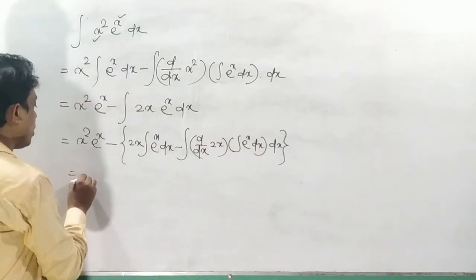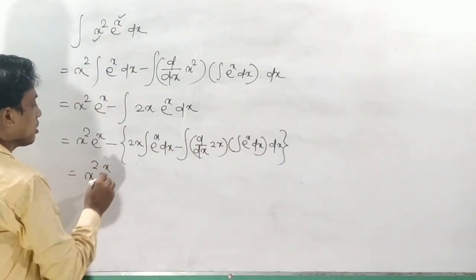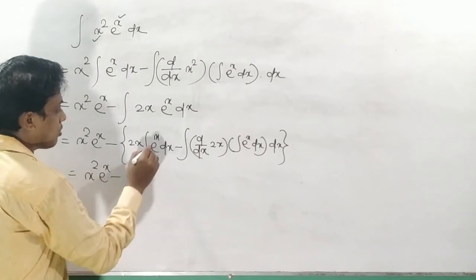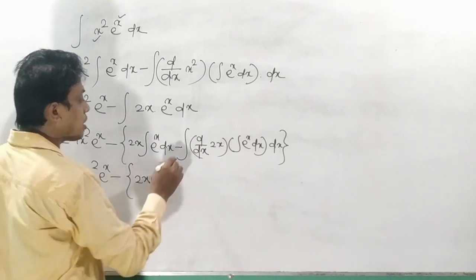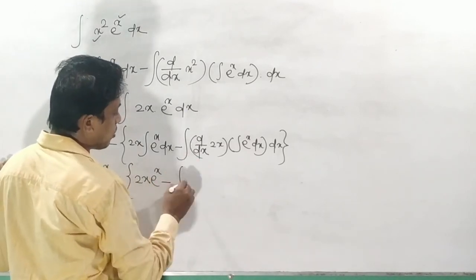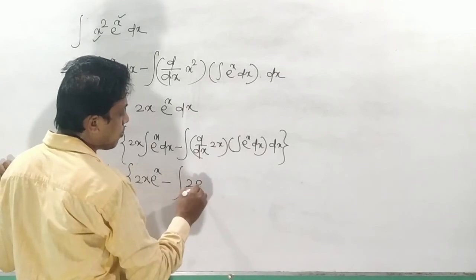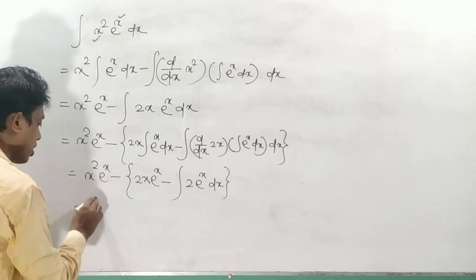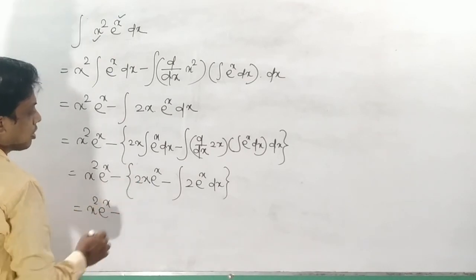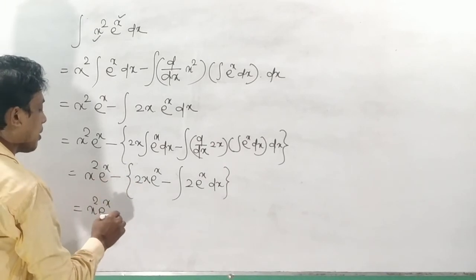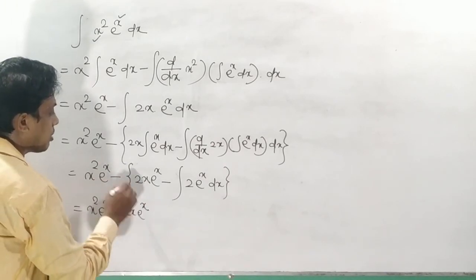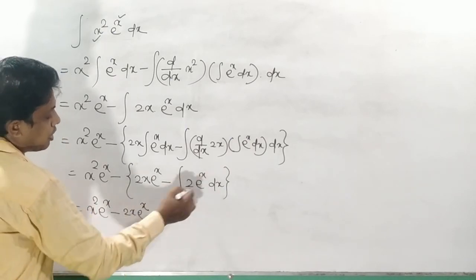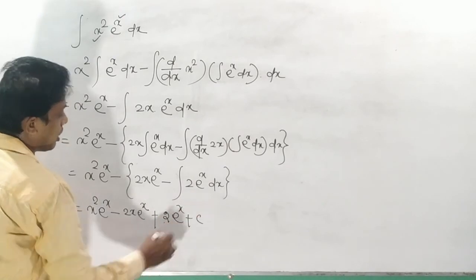and which will be x square e to the power x minus, integration of this: your 2x into integration of e to the power x is your e to the power x, minus derivative of 2x is your 2, integration of e to the power x is your e to the power x, whole into dx, which is equal to x square e to the power x minus, if we remove the bracket, then this will be 2x e to the power x minus plus 2 is the constant, and the integration of e to the power x is your e to the power x plus c.